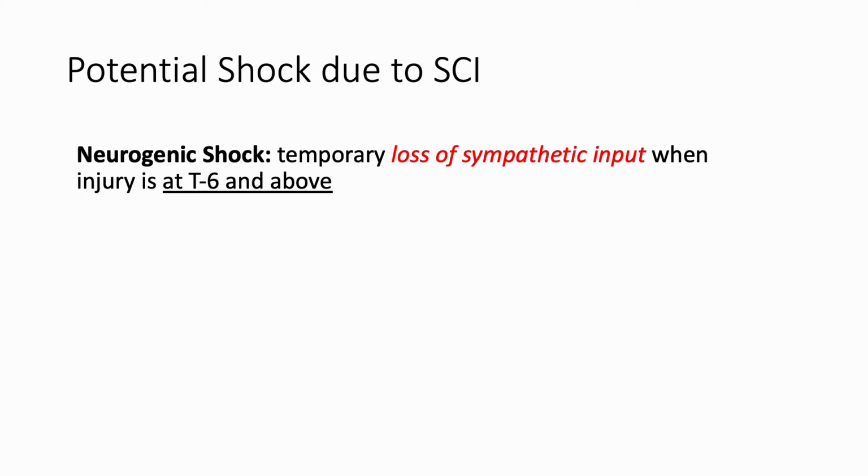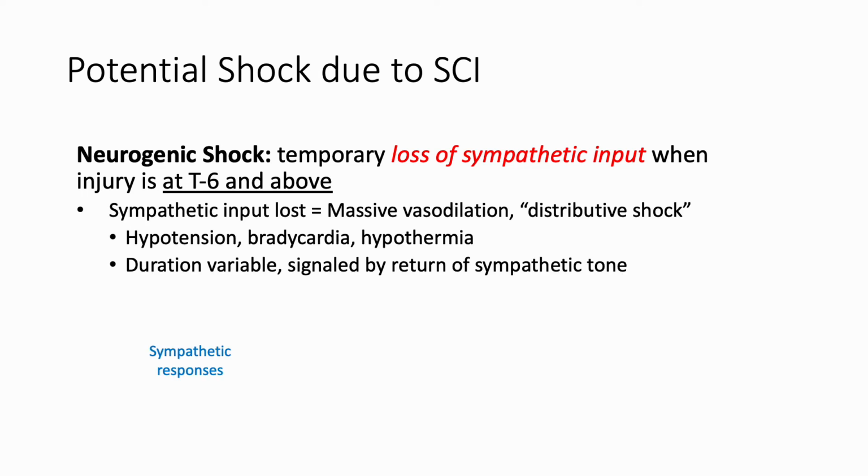So if someone has a T6 injury or anything higher than that, so any cervical spinal cord injury and any spinal cord injury from T1 to T6. Now, this type of shock is maybe the shock that you're more accustomed to. So neurogenic shock is a type of distributive shock that results in systemic hypoperfusion.